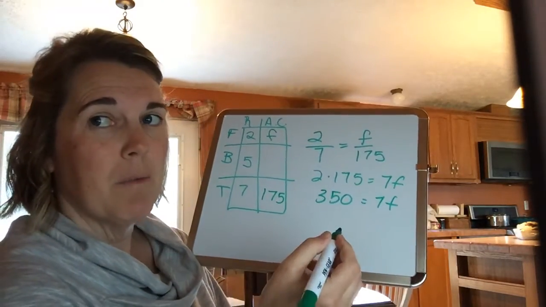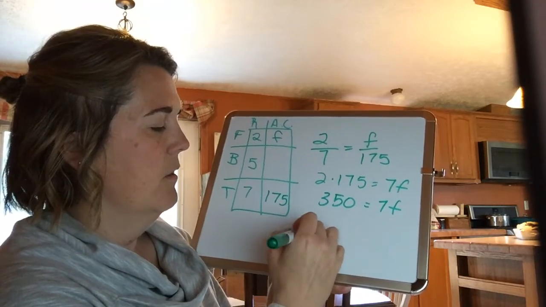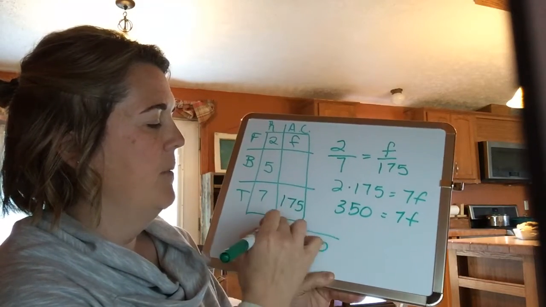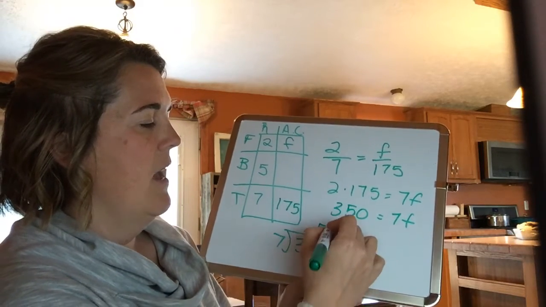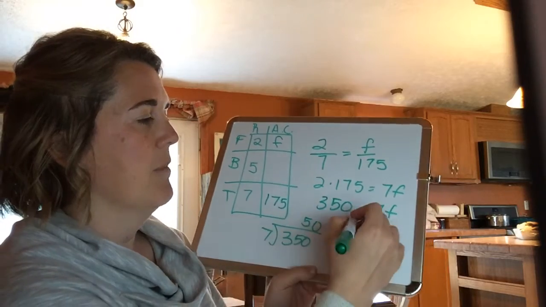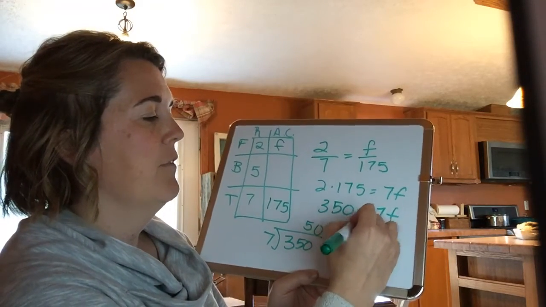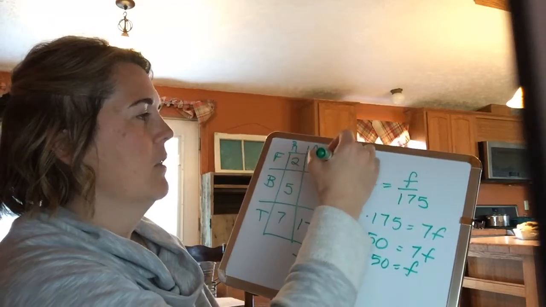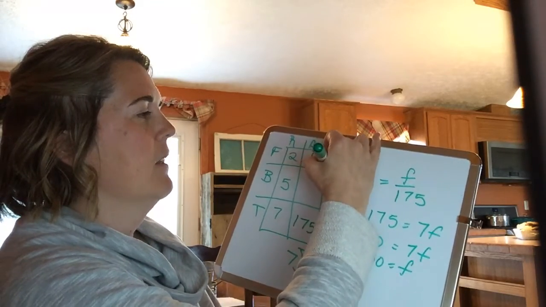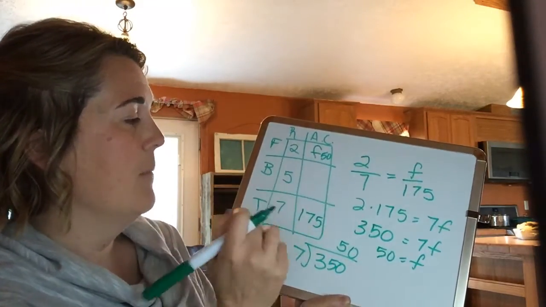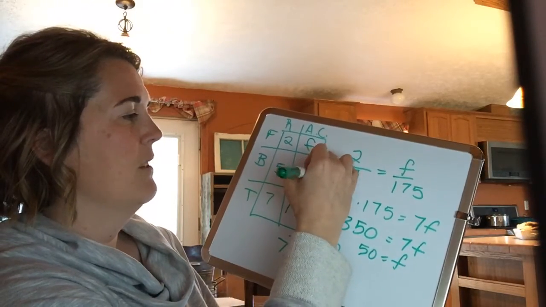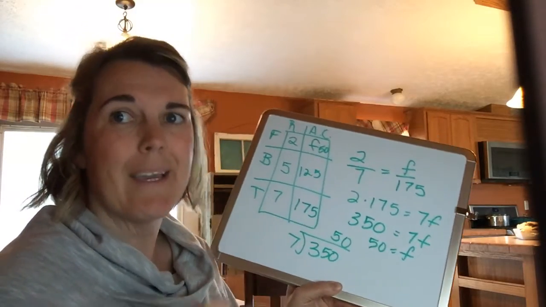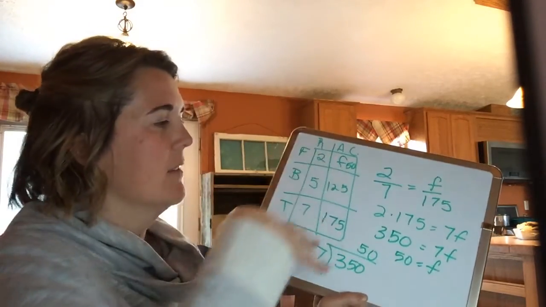Now that's a division problem, right? So we go 350 divided by 7, okay? 7 goes into 35 5 times, and 7 goes into 0 no times. So there are 50 football players on the field. So I can write my 50 in here. Now, if they asked me about band members, I could go 175 minus 50, and I know there's 125 band members. Okay, I can find all that information out from just the little that they gave me at the beginning. Okay.